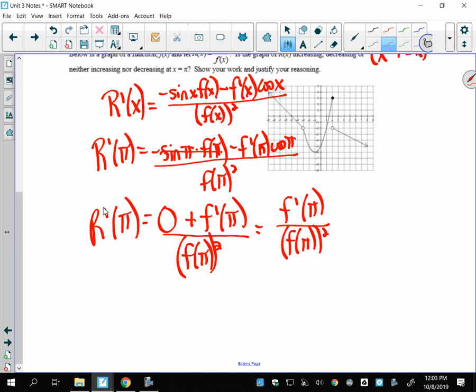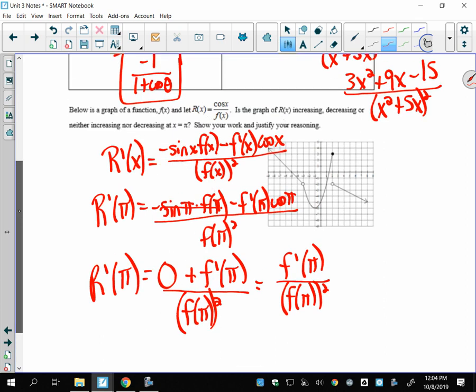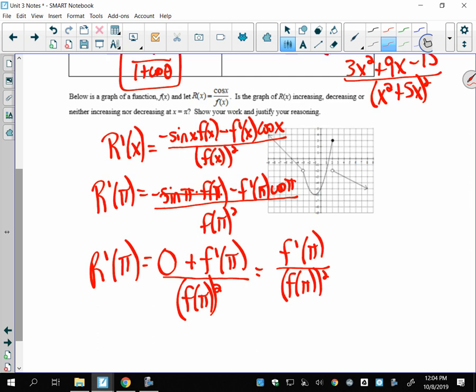Well, what do I know? I know that the bottom of this is always going to be positive because it's squared. So all I have to determine is what's happening at pi for the derivative. So if this is the function, let's go back here and make sure. This is the graph of f of x. Pi is roughly right here. What do I know about the slope of that line?